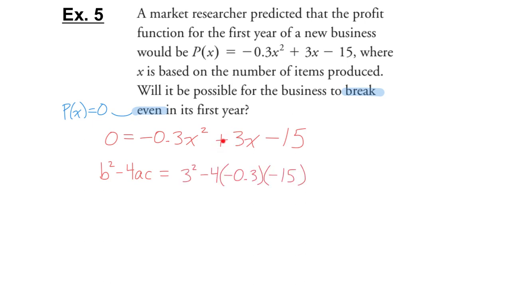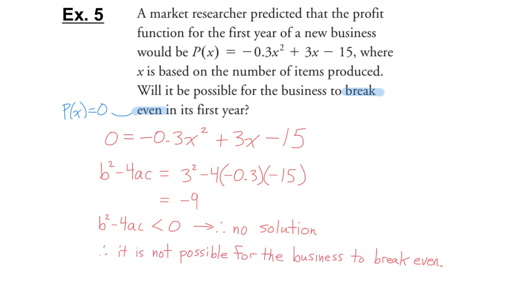So b is 3, a is negative 0.3, c is negative 15. So the discriminant is equal to this, which equals negative 9. So I don't even have to use the quadratic formula. I can see the discriminant is negative. So if I tried to take the square root of that, I wouldn't be able to get an answer. So because the discriminant is negative, I know there's no solution to this equation. And because there's no solution to the equation, I can say it's not possible for the business to break even. Because there's no way to solve this equation, there's no way that they're going to make it happen. So it's not possible.